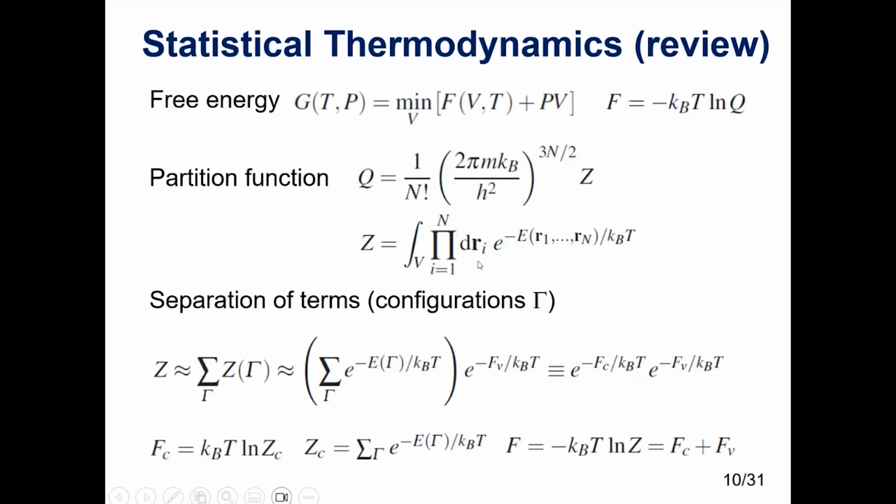R sub i is the position of the ith ion. As the atoms move around in space, each R sub i changes, and we have capital N different atoms. Then we have the Boltzmann factor for a configuration. Here we've specified the positions of all the atoms. E is the total energy. If you take the exponential of minus the energy over kT, that's the Boltzmann probability that tells us that low energy configurations are favored over high energy. And the partition function is the integral of this.